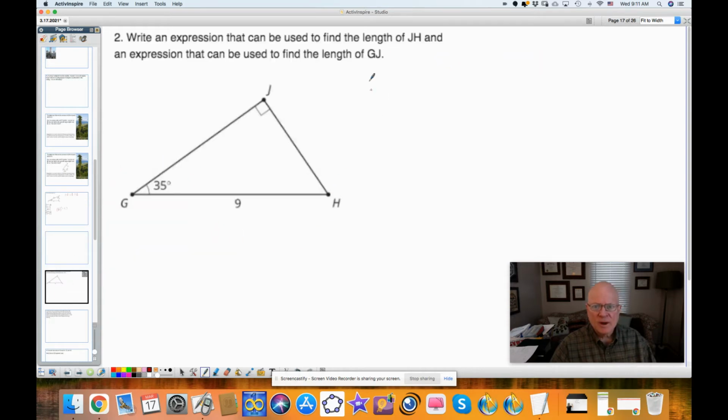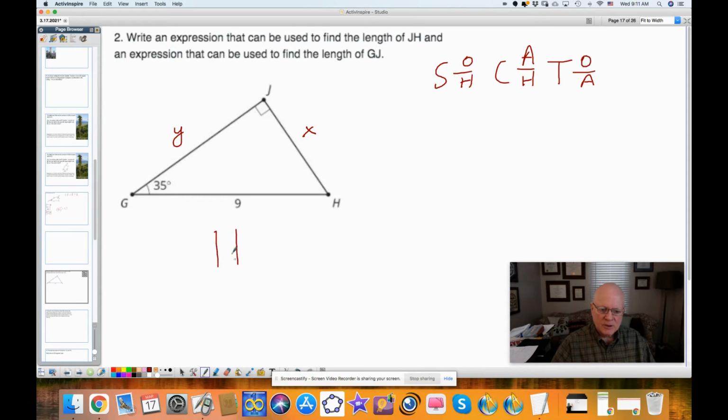On this triangle, write an expression that can be used to find JH. Let's call this X instead of JH, and GJ we'll call Y. So we want an expression for these two. First thing I do is I write SOHCAHTOA. Why? Because this will help me as a memory aid to remember what ratio I'm going to be using. The second thing is I'm going to go from this reference angle and label the hypotenuse, the opposite, and the adjacent.